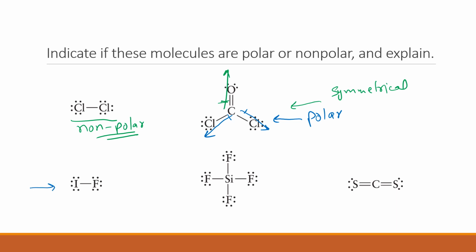There is only one bond, and fluorine has a high electronegativity. Iodine is pretty low, so therefore this molecule will have a single dipole. Any molecule with one dipole will always be polar.